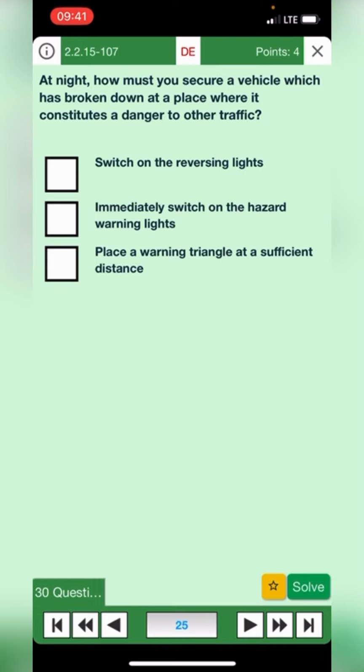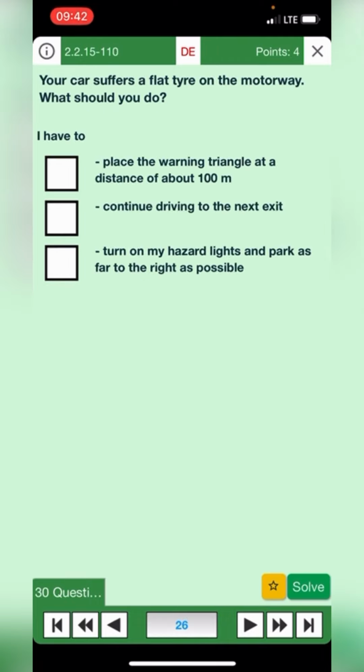At night, how must you secure a vehicle which has broken down at a place where it constitutes a danger to other vehicles? Switch on the reversing lights? No. Immediately switch on the hazard warning lights. Yes. Let's warn others. Place a warning triangle at a sufficient distance. Yes, that's the right answer. Let's move to the next question.